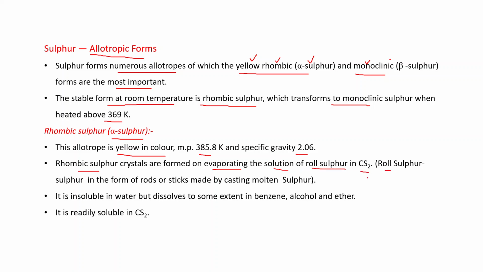Now what is this rolled sulfur? It is sulfur in the form of rods or sticks made by casting molten sulfur. It is insoluble in water but dissolves to some extent in benzene, alcohol and ether, but it is readily soluble in carbon disulfide.